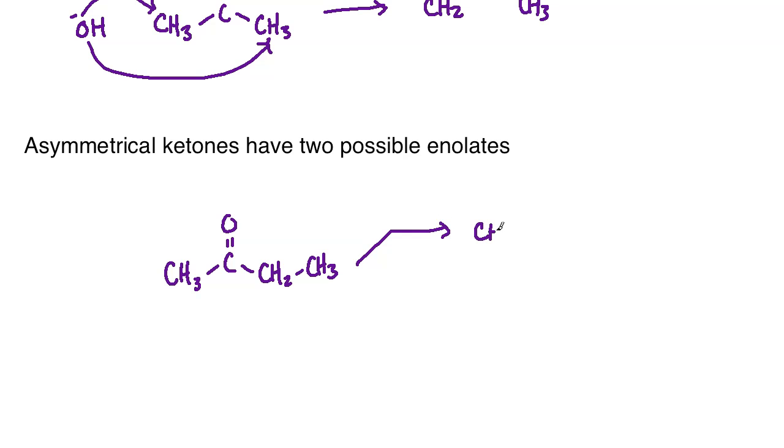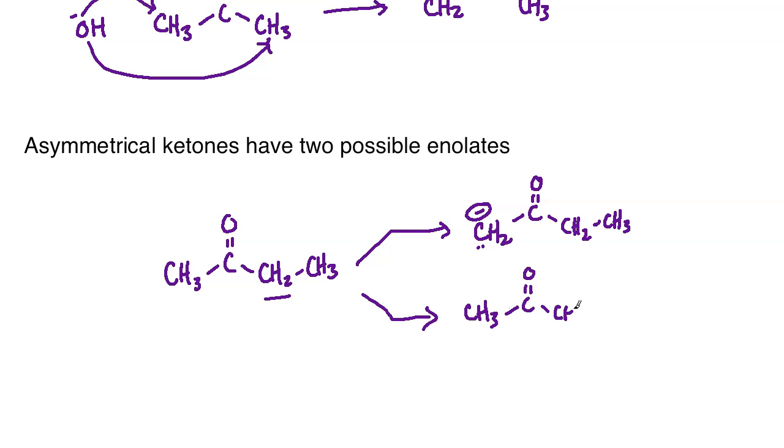The first one being that I could target that group that's over on the left, and I could keep the ethyl group intact here. And then I could also take the opposite route and say that this will be the alpha carbon, and so the methyl group on the left is what will stay intact.